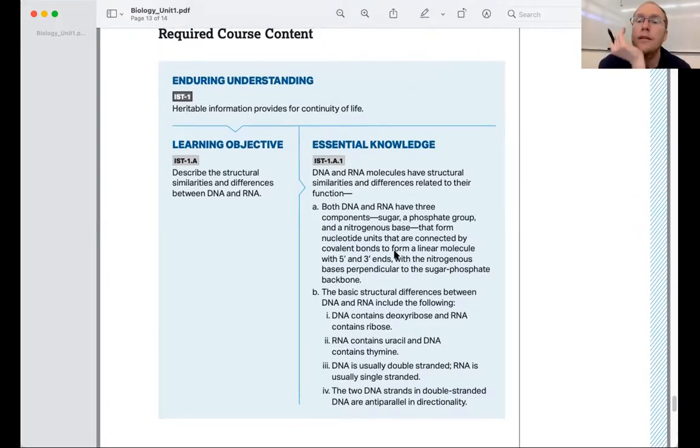Okay, so let's see, what is the essential knowledge? They're similar and different. Okay. Yeah, so we need to emphasize what the difference is, which I'll do. And this is the important part. Okay, so uracil, thymine, double-stranded, single-stranded.